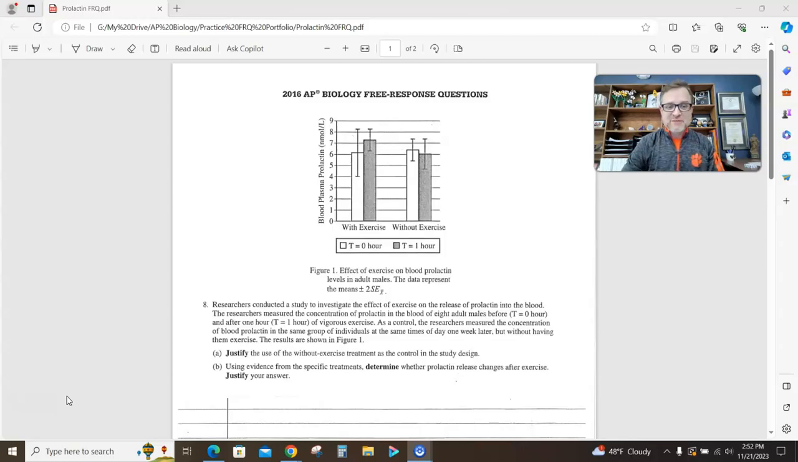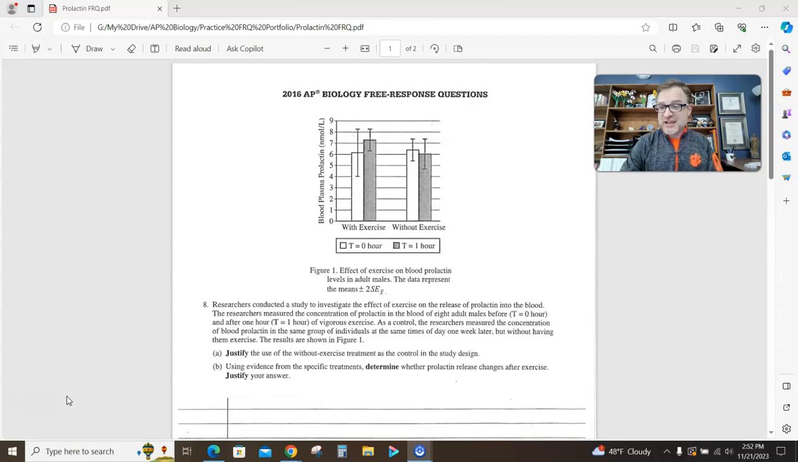All right, this is number 8 off the 2016 AP exam. Again, on the current version of the AP exam, there are only 6 FRQs, so there will not be a number 8 on the current AP Bio test. All right, let's go. Researchers conducted a study to investigate the effect of exercise on the release of prolactin into the blood. The researchers measured the concentration of prolactin in the blood of 8 adult males at 0 hours and after 1 hour of vigorous exercise. As a control, the researchers measured the concentration of blood prolactin in the same group of individuals at the same times of day 1 week later, but without having them exercise. The results are shown in Figure 1.